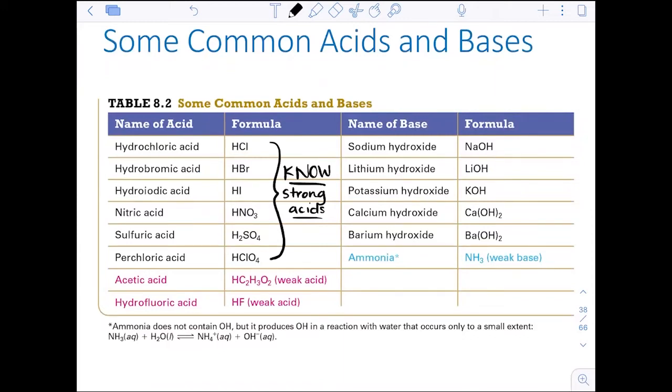Everything else that has a proton would be considered weak. Acetic acid is a weak acid, meaning that it can release its proton, but it's not very good at doing it. Hydrofluoric acid is also a weak acid. It's not very good at releasing its proton, but it can.